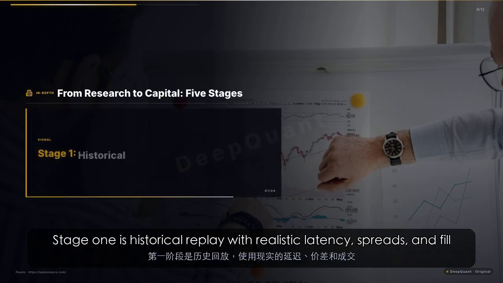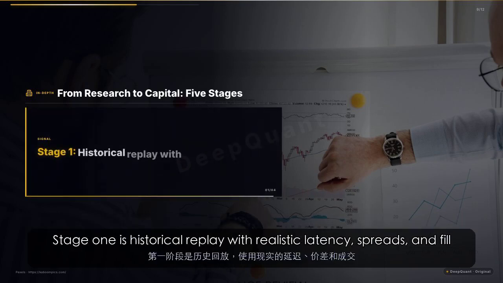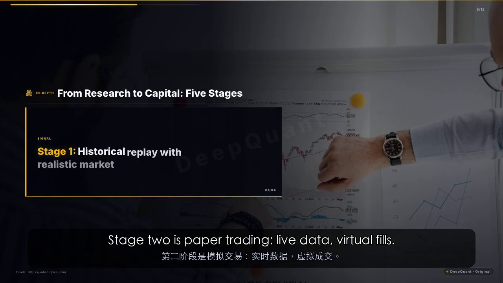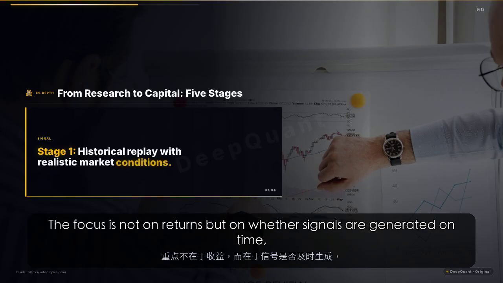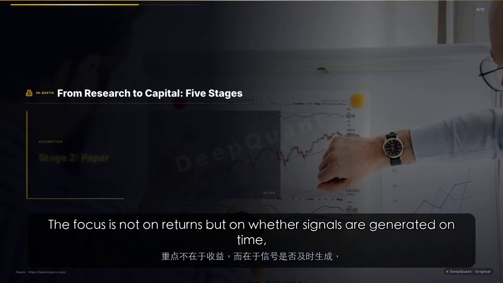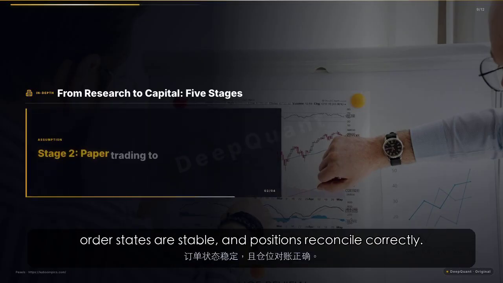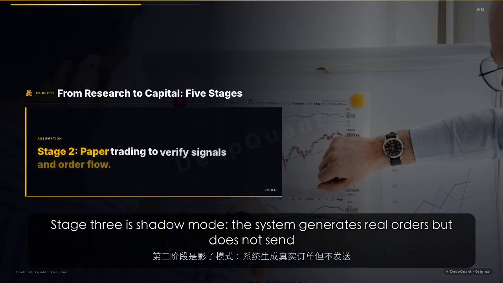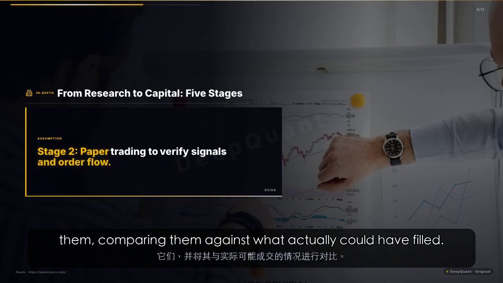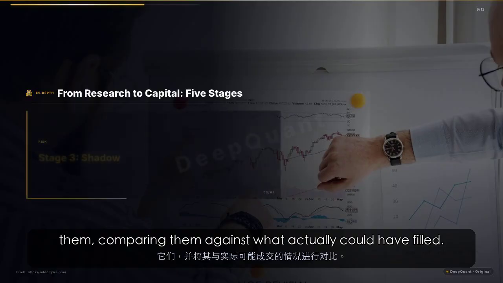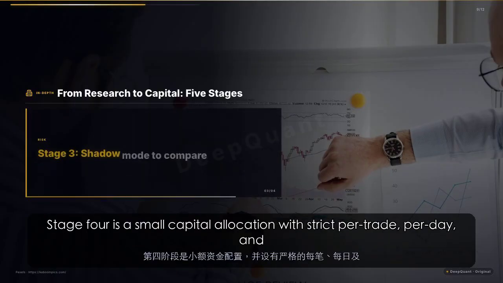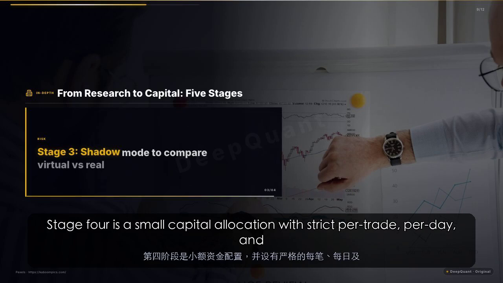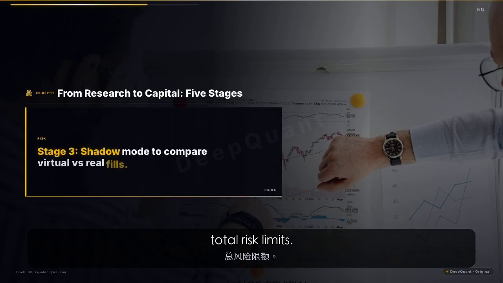Stage 1 is historical replay with realistic latency, spreads, and fill models. Stage 2 is paper trading: live data, virtual fills. The focus is not on returns but on whether signals are generated on time, order states are stable, and positions reconcile correctly. Stage 3 is shadow mode. The system generates real orders but does not send them, comparing them against what actually could have filled. Stage 4 is a small capital allocation with strict per trade, per day, and total risk limits.